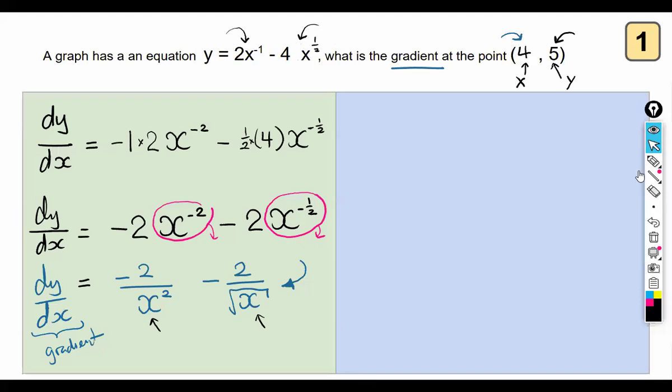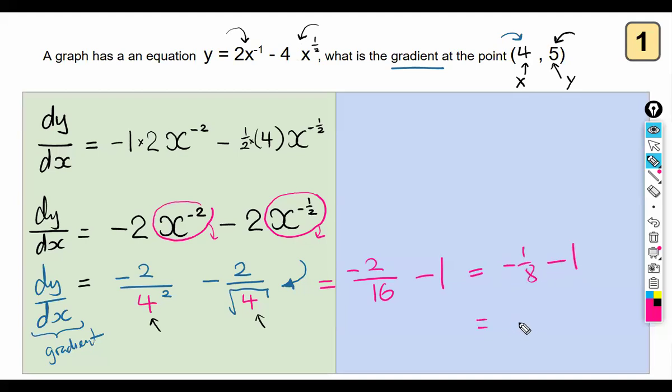So we're going to replace all the x's with what? So I can erase my x here. Erase that x and erase this x and replace it with what? 4. Right? So I have minus 2. 4 squared is 16 minus, well, remember the square root of 4 is 2, right? 2 divided by 2 is what? 1, right? So 2 divided by 16 is 1 over 8. So you have minus 1, 1 over 8, minus 1.